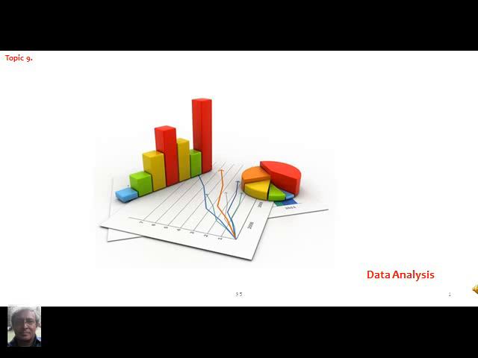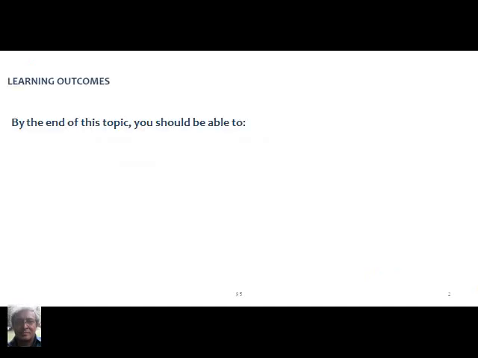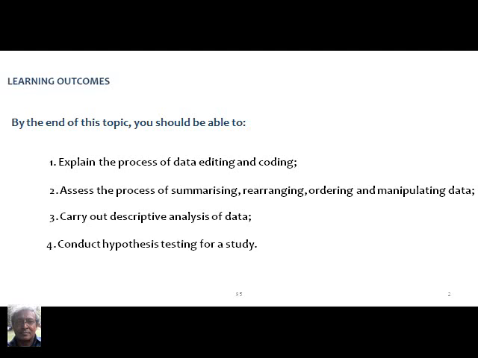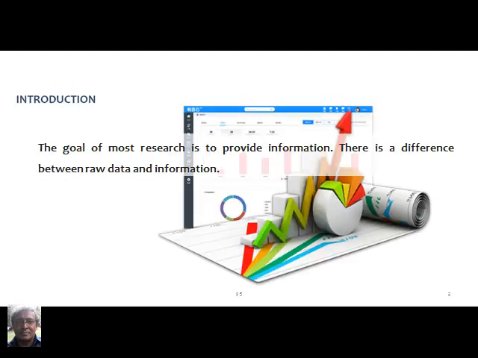Data analysis. By the end of this topic, you should be able to explain the process of data editing and coding, assess the process of summarizing, rearranging, ordering and manipulating data, carry out descriptive analysis of data, and conduct hypothesis testing for a study. The goal of most research is to provide information.